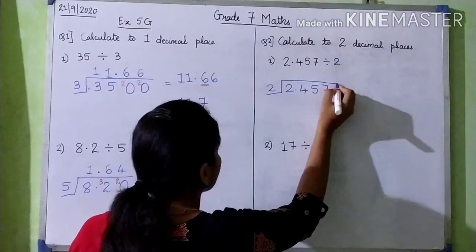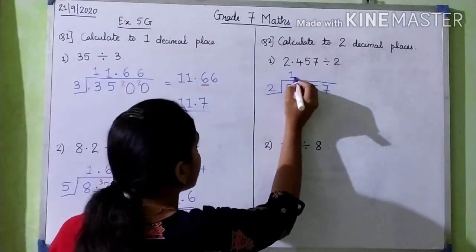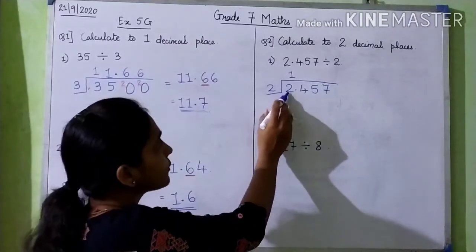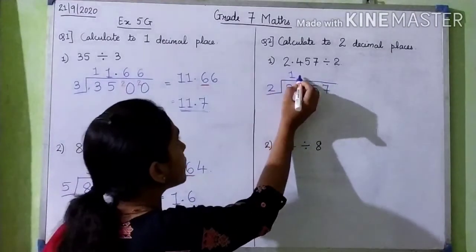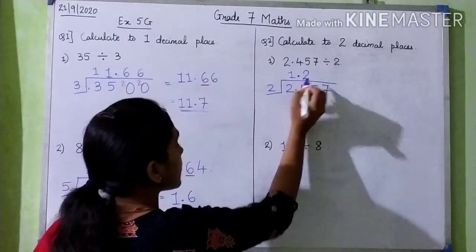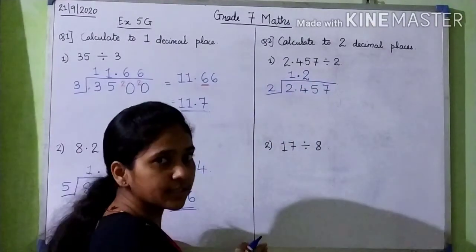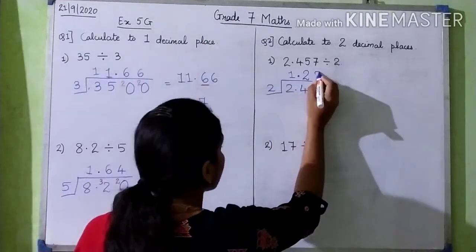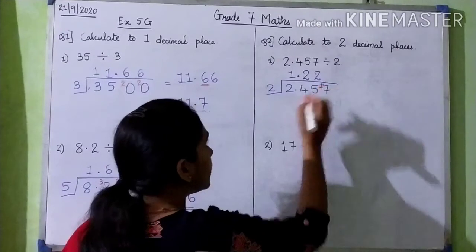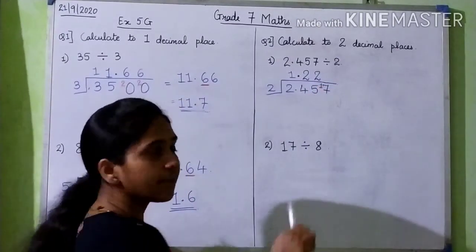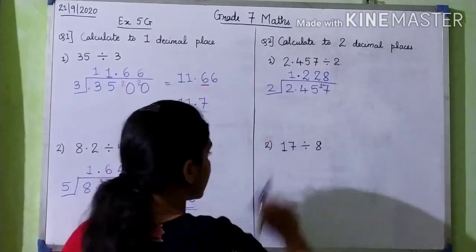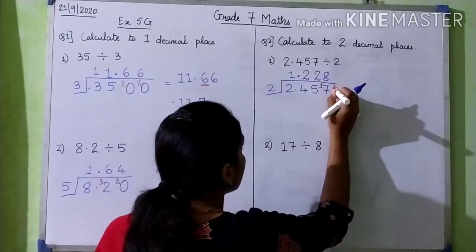2.457. Okay. So we know that 2 ones are 2. Nothing is left. Now 2 is being divided. So after 2 there is a decimal point. So here after 1 I will put a decimal point. Okay. Now 2 twos are 4. So again nothing is remaining. Now 2 twos are again 4 and 1 is remaining here. Okay. So 1 I carry to the next number. So this becomes 17. So 2 eights are 16. Again 1 is left. So 1 can be carried to the next number.